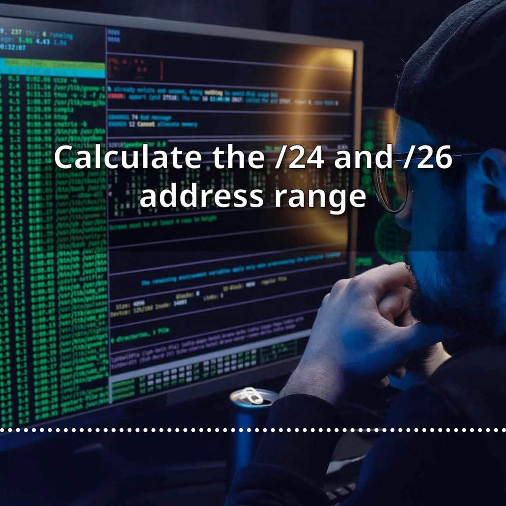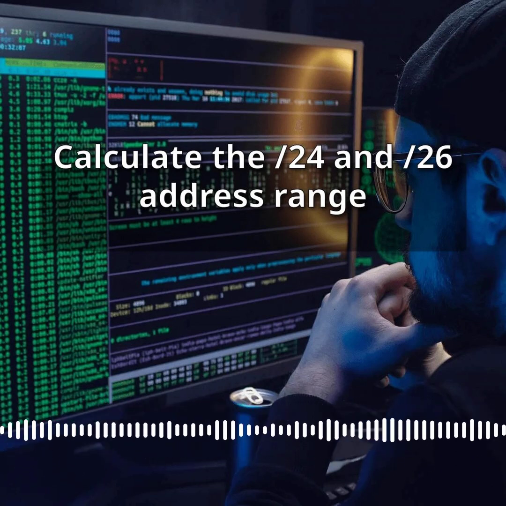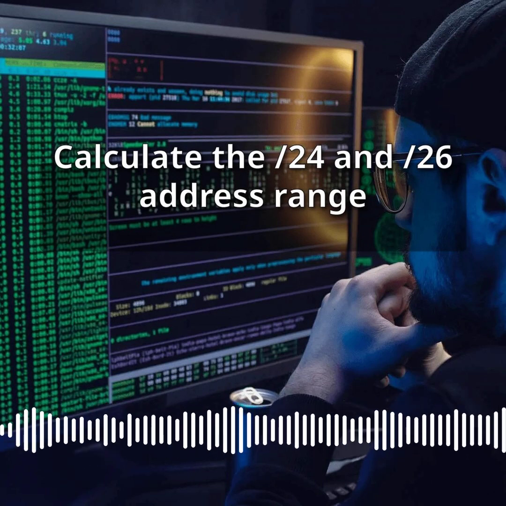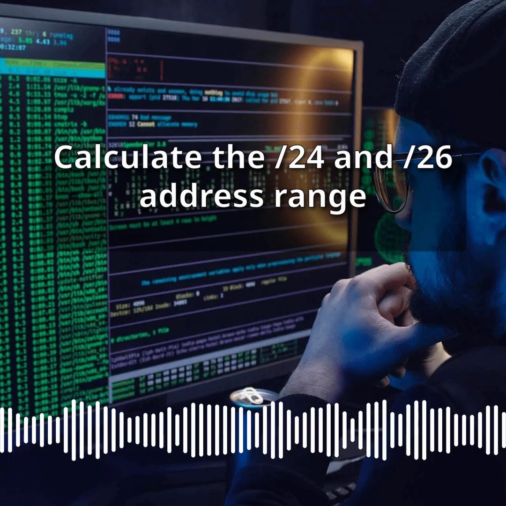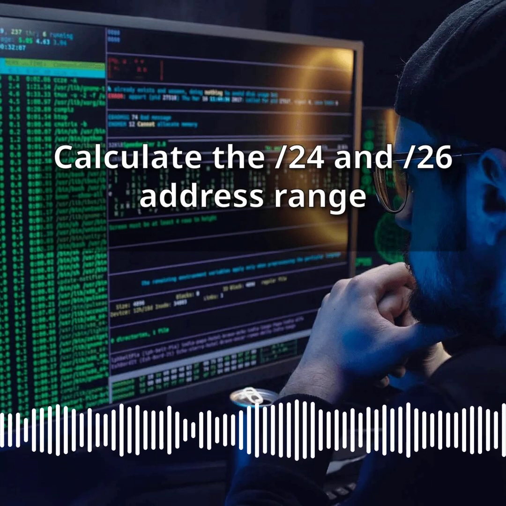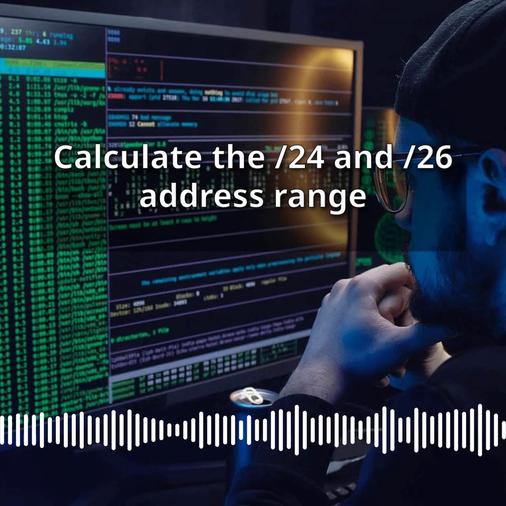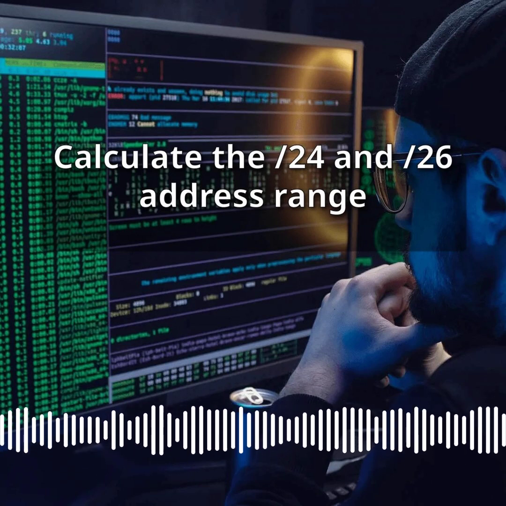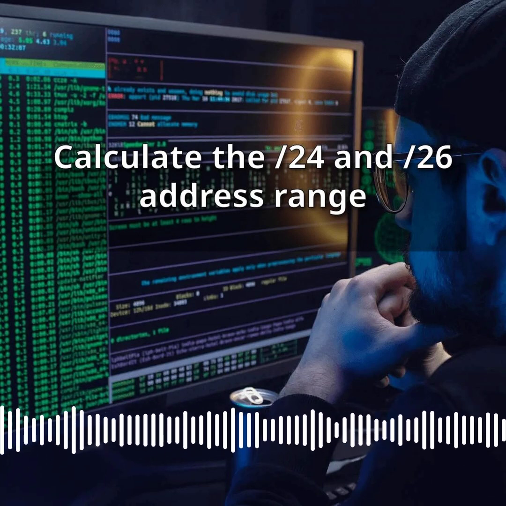Advice and guidance. If you find yourself stuck, go back to the mental model. Always start by identifying the block size, 2 to the power of 32 minus prefix, then anchor on the network address, and count forward. Double-check your broadcast address by verifying it equals the network address plus the block size minus 1. A frequent error is applying /26 logic to the wrong octet. Remember that for addresses in the 192.168.x.x range, the variation happens in the fourth octet for both /24 and /26.